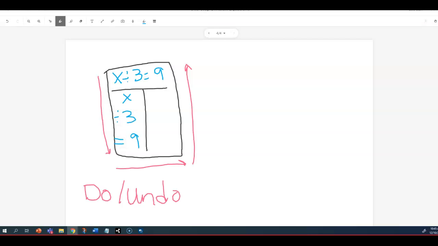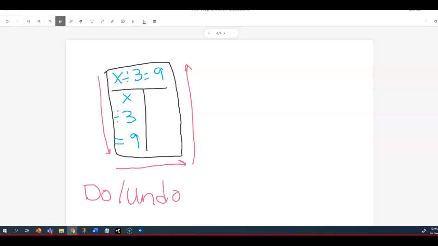This is not about the answer. This is about showing you a strategy to get answers and learn. This is just rewriting what it told me already. I have an x, it's being divided by 3, and it equals 9. That is the do part. That is what was done to the variable.